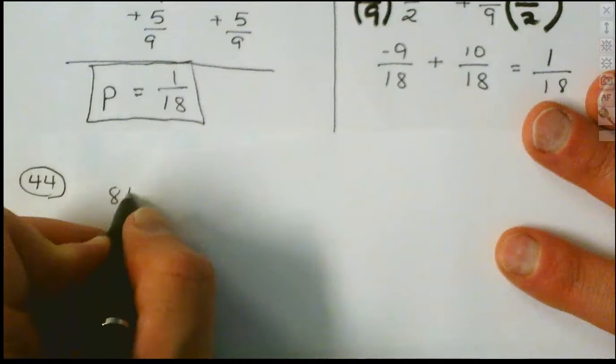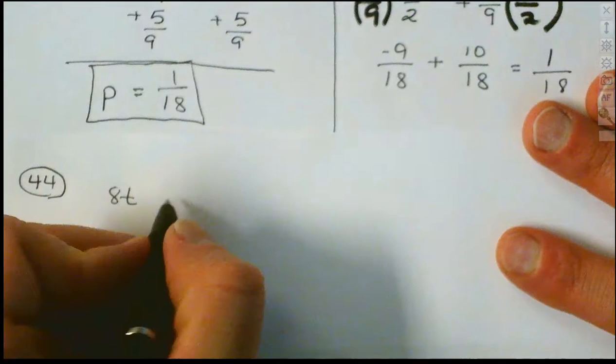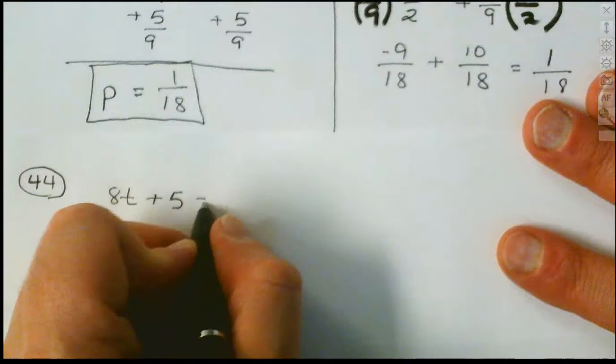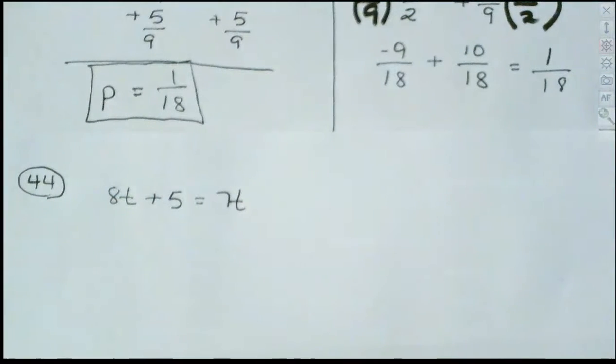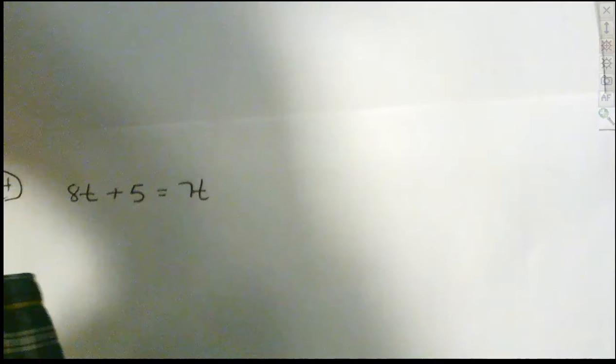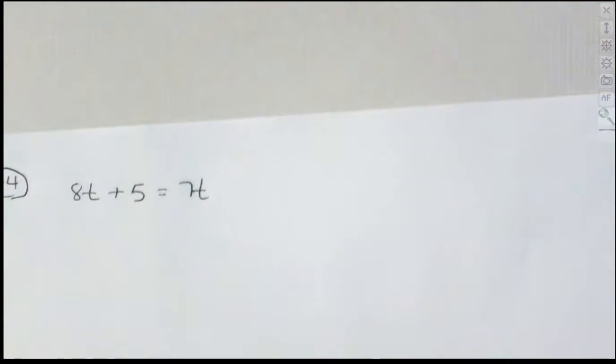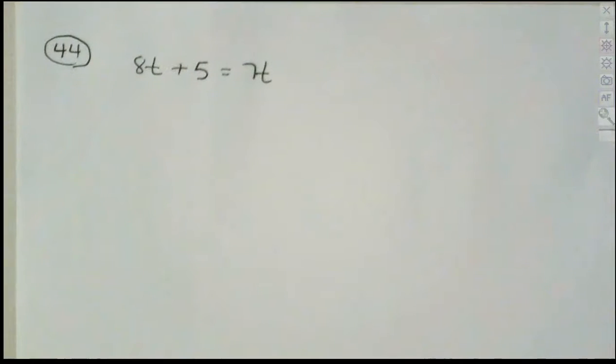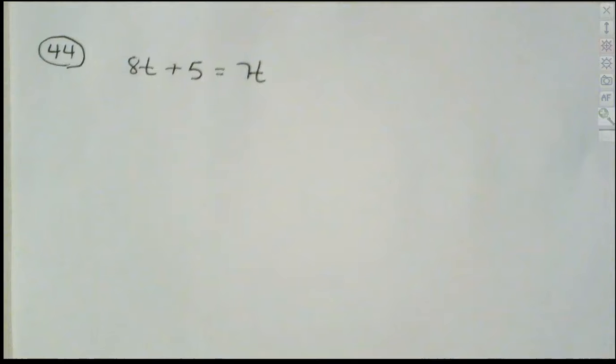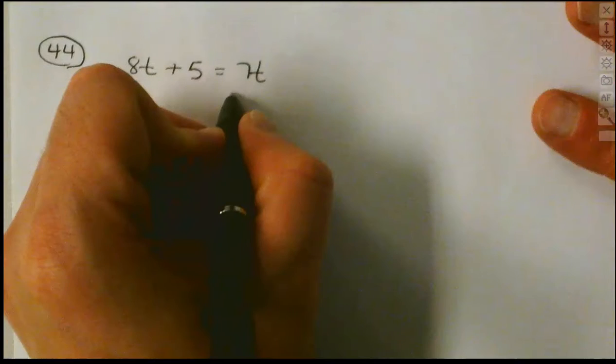And that is 8t plus 5 equals 7t. And so our goal again is to get the t by itself. And there's different ways of doing this one, but we do need to make sure that the t is by itself on one of the sides. Doesn't matter really which one. Normally I try to get it on the left, but sometimes it might be easier to put it on the right. I'm just going to go ahead and move it to the left, so I'm going to move this 7t over.